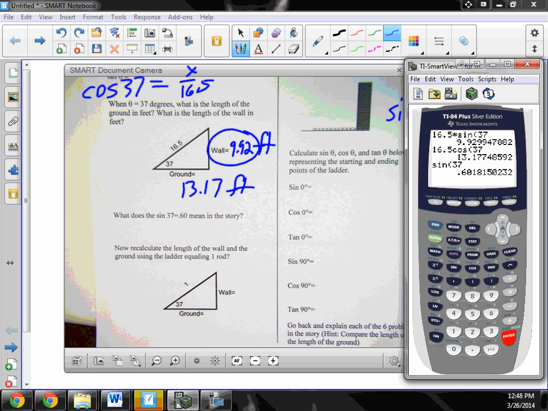So if I were to take 9.92 and divide it by 16.5, I should get 0.60. So 9.92 divided by 16.5, and that's off a little bit because I rounded. So if theta is 37 degrees, the length of the wall is 60% as long as the length of the ladder, regardless of the size of the triangle. To find the percent, just type in the sine. Okay? That's the first great lesson today.